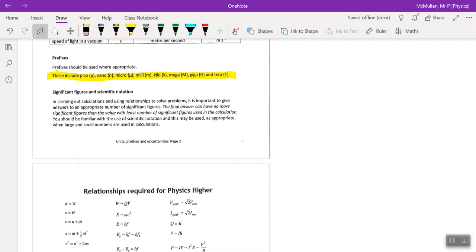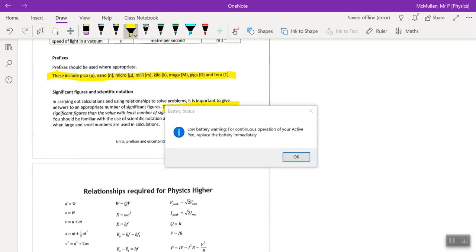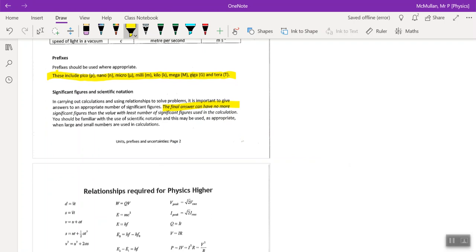Always in physics, the final answer can have no more significant figures than the value with the least number of significant figures used in the calculation. So what does that mean? If you're going to give an answer, try to give it to two significant figures and no more. Okay, that would be the rule. I would say no more than two significant figures. That should keep you safe. You could use three, again that would be safe, but no more than two or three would be ideal.